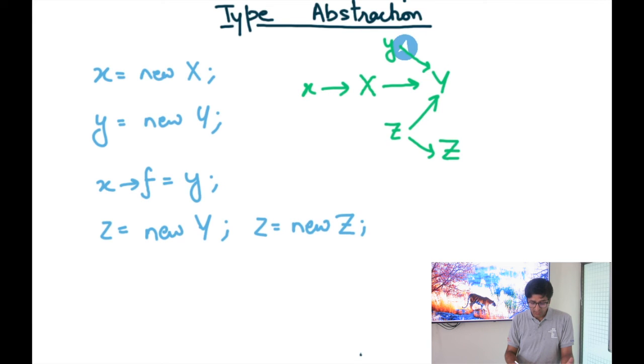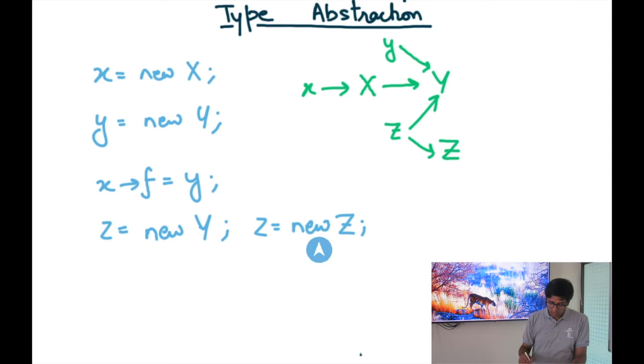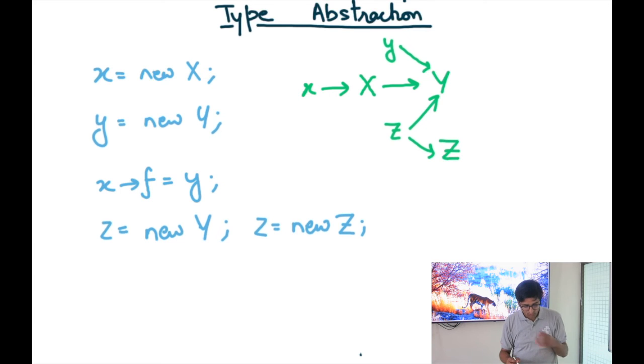In other words, star y and star z may alias, because they may point to the same object. Whereas if you look at the original program, it's very clear that there's nowhere in the program where we're assigning the same pointer in z which was actually held in y. So this is an imprecision in the points-to graph. And this imprecision is largely arising because of the abstraction that we have made, which is the type abstraction.